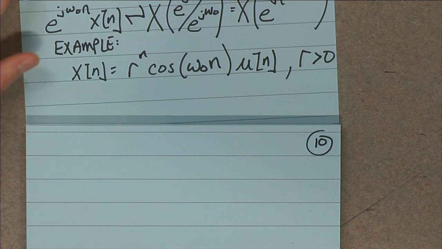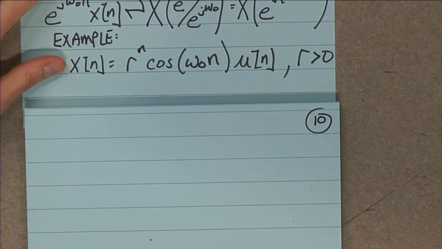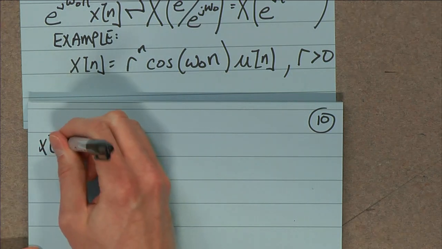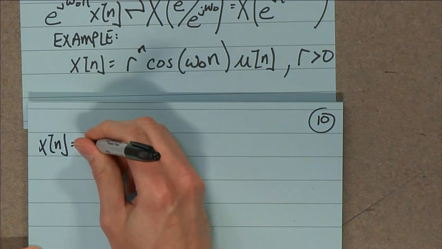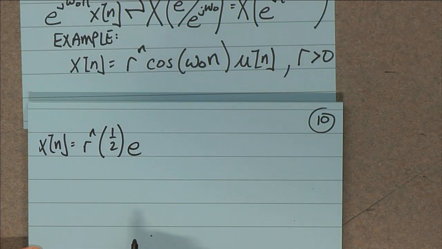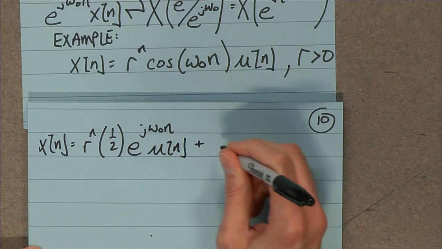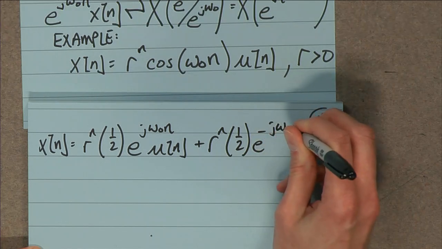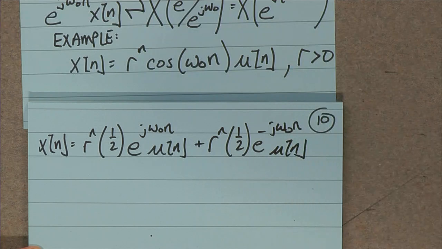So first step in this class, and probably a lot of electrical engineering classes, what happens when you see a cosine? You immediately think, would this be better expressed as a complex exponential? And that's exactly what we're going to do here. So applying Euler's formula to this, that'll be 1/2 r to the n e to the j omega naught n u of n plus 1/2 r to the n e to the minus j omega naught n u of n. So just use Euler's to split up the cosine.